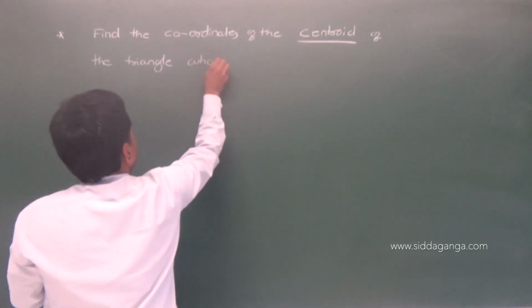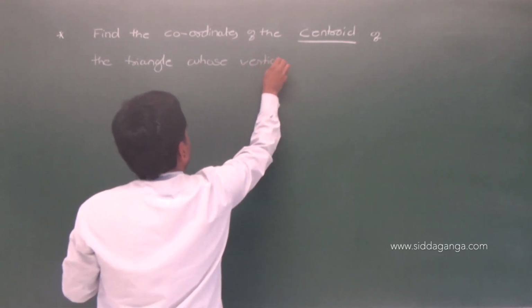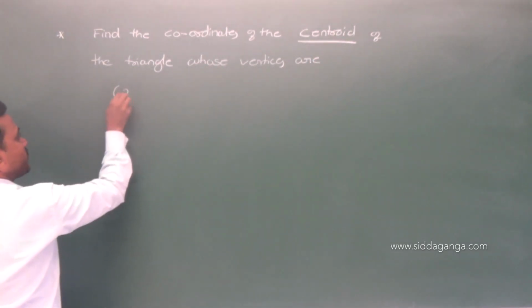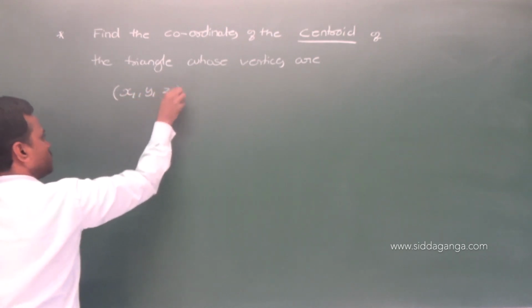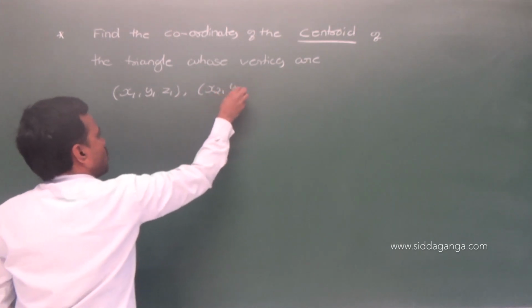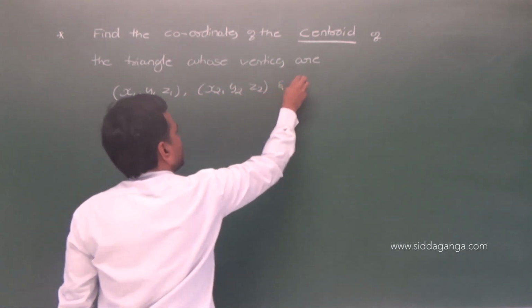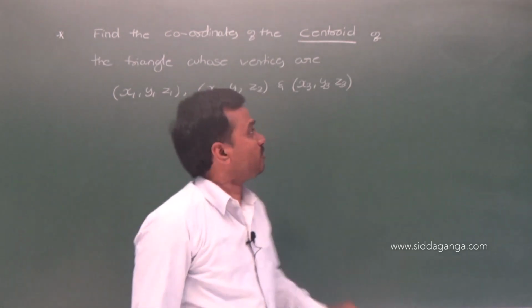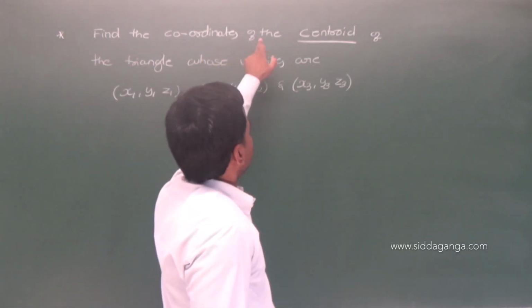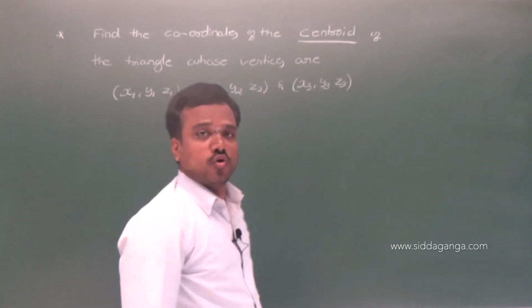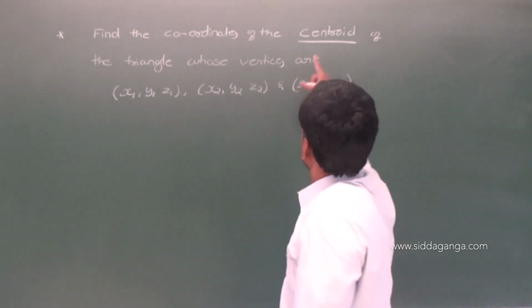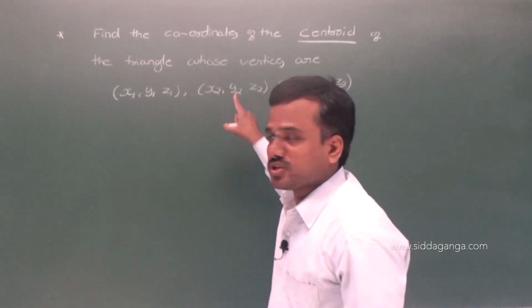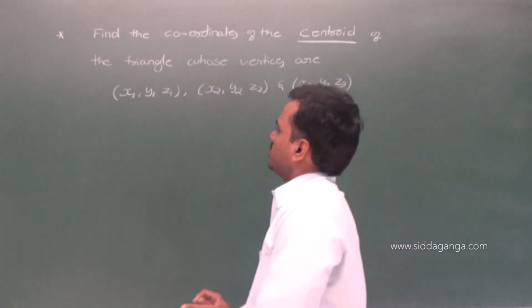Whose vertices are, so we write the vertices x1, y1, z1, x2, y2, z2 and x3, y3, z3. Find the coordinates of the centroid of the triangle whose vertices are x1, y1, z1, x2, y2, z2 and x3, y3, z3. So observe here.